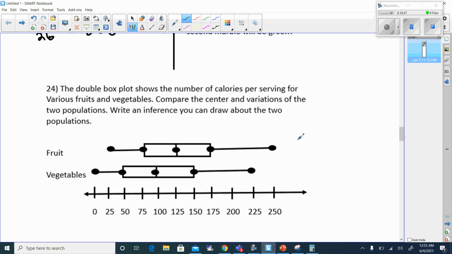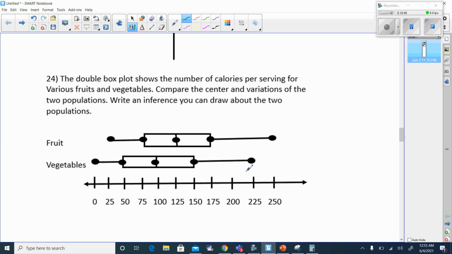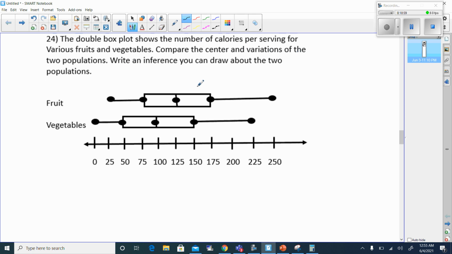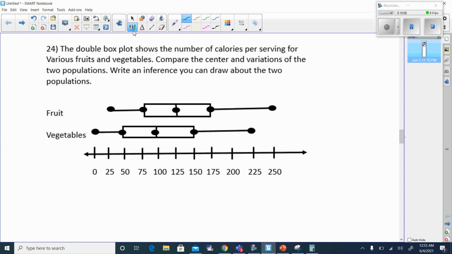Okay? And last one, the double box plot shows the number of calories per serving for various fruits and vegetables. Compare the center and variation of the 2 populations. An inference you can draw upon this. Well, it says here, the number of calories. These are calories, all right? And that tells me that fruit, on the average, gives you more calories than vegetables.